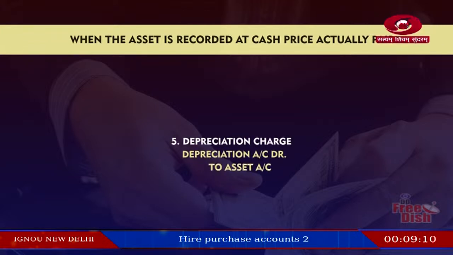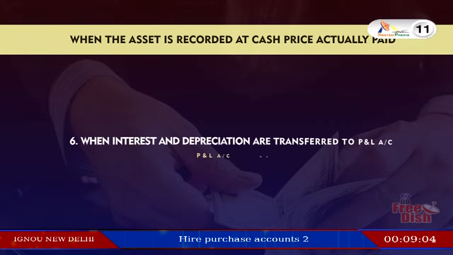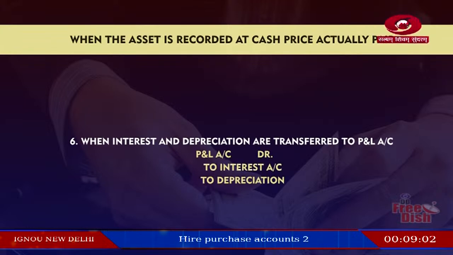The fifth one is depreciation charges. The entry is very simple: depreciation account debit to asset. Then the last one is when interest and depreciation are transferred to the profit and loss account. We have discussed that, being losses and expenses, all expense and loss balances have to be transferred to the profit and loss account. So the journal entry would be profit and loss account debit to interest account and depreciation account.